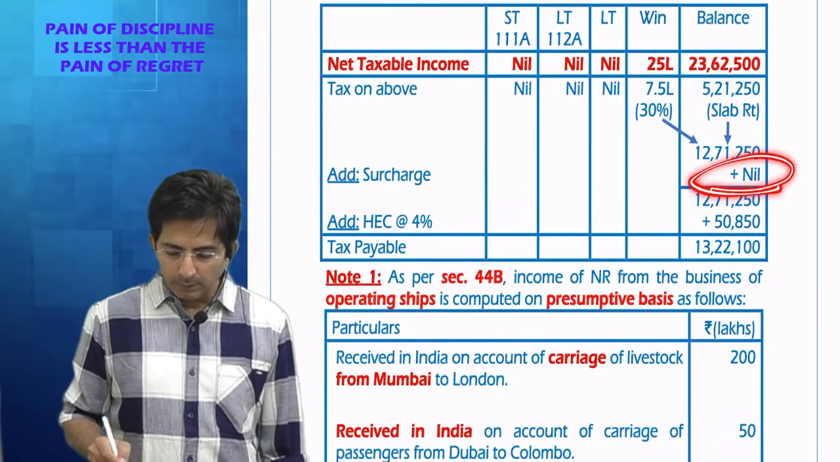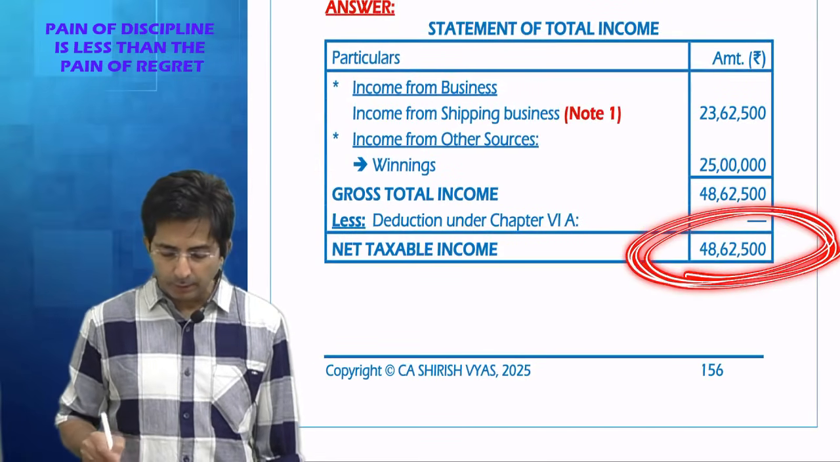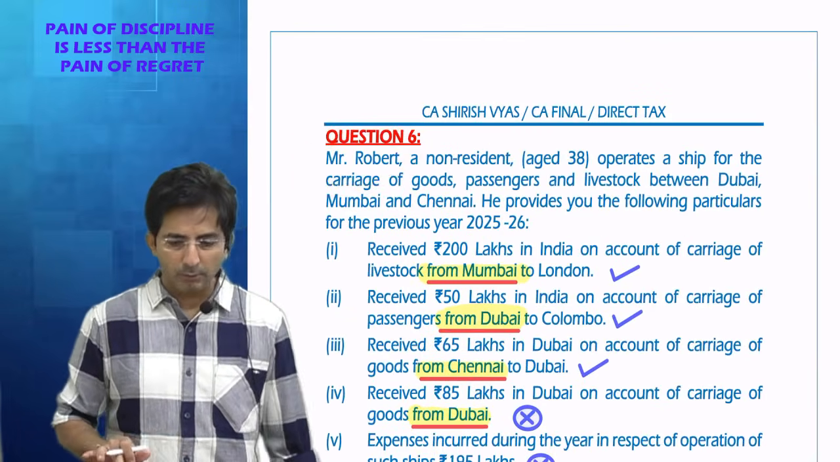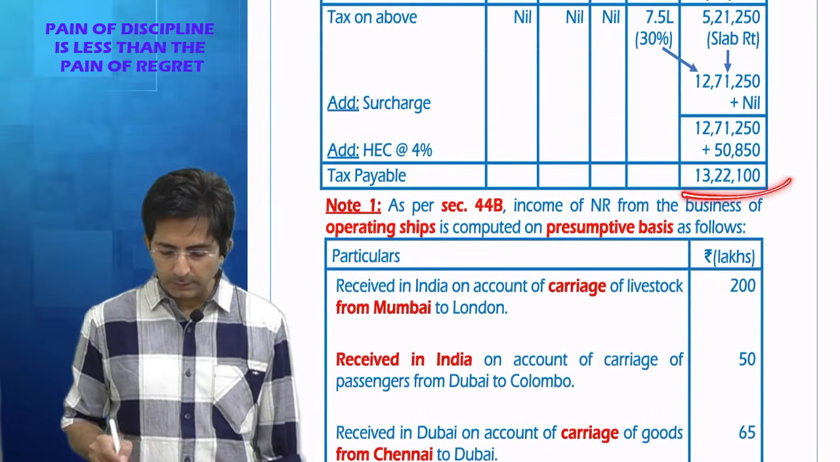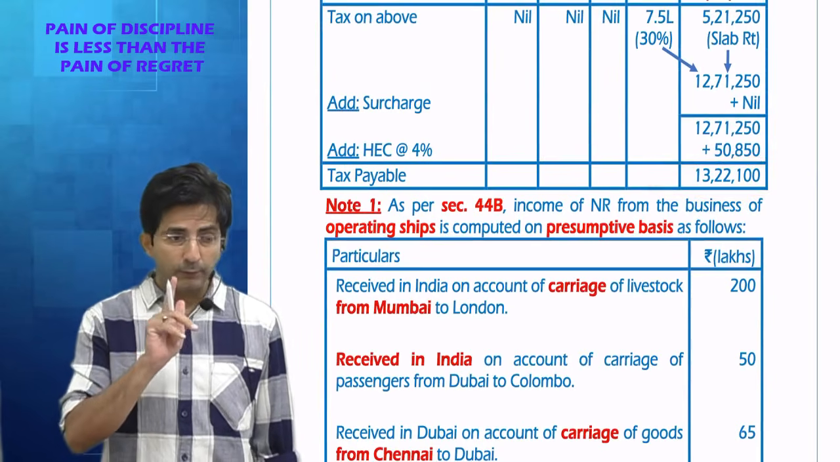Then surcharge is not there because income has not crossed 50 lakhs. Why am I thinking according to 50 lakhs? Because the question is on Mr. Robert, an individual. Okay. No surcharge, but health and education cess will come. So this is the tax liability. Even this type of question has come frequently in past papers.